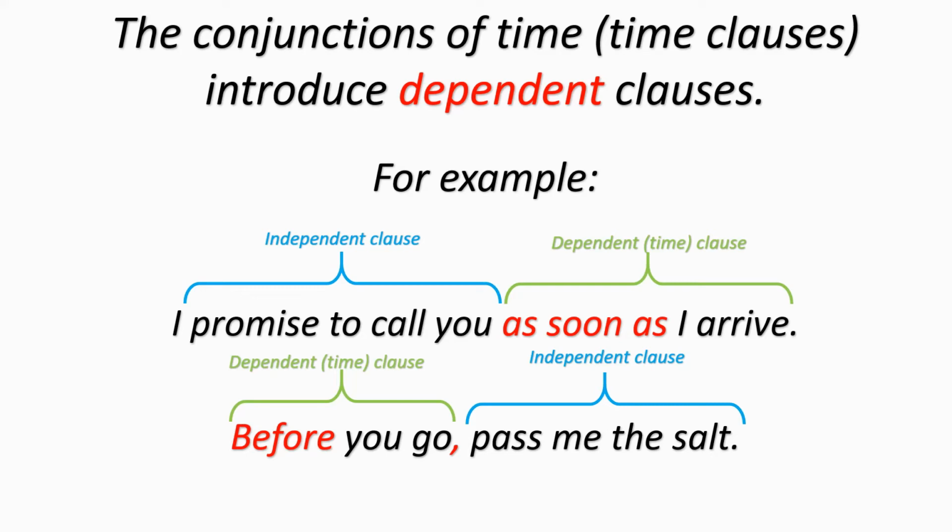For example, before you go, pass me the salt. Here you will notice that before you go is the dependent clause, and pass me the salt is the independent clause. And when you write the dependent clause first, what's important is to mark the end with a comma, and then you write the independent clause.